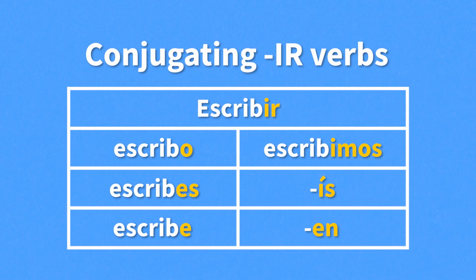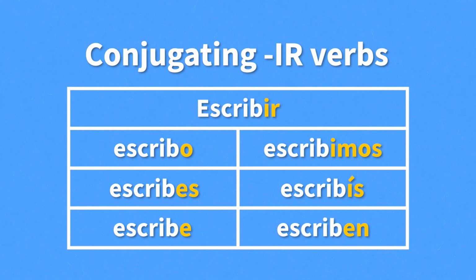For the second person plural, vosotros, you add ís, vosotros escribís. For ustedes, you add en, ustedes escriben. For the third person plural, ellos, ellas, you add en, ellos, ellas escriben.